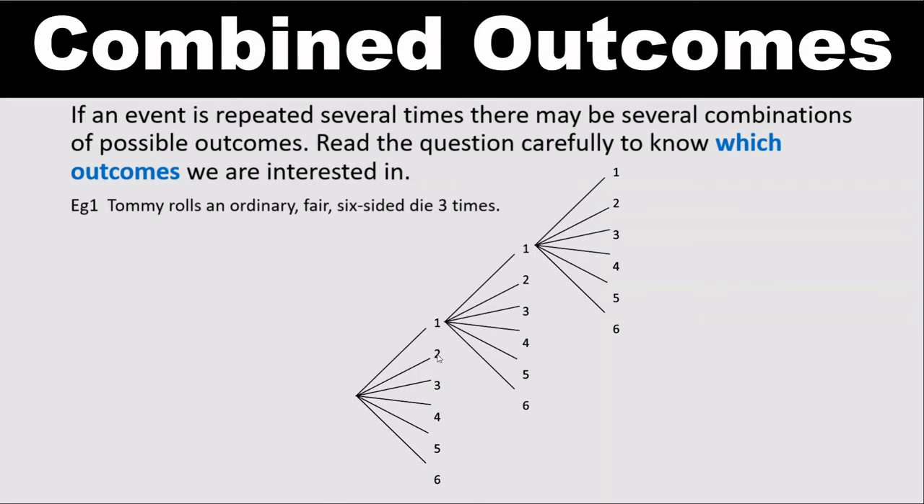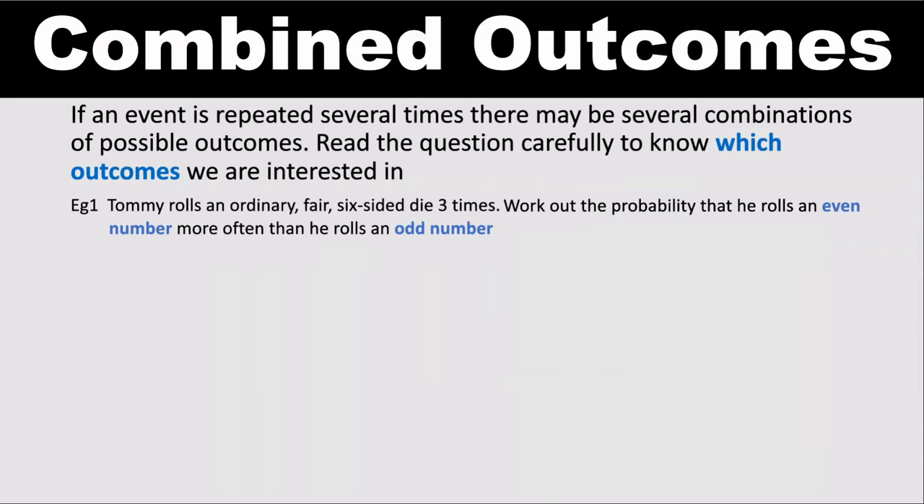What if I'd rolled a 2 on the first roll? Well, then I'd have to have these branches coming off from that. And already you can see that this is going to turn into quite a mess. So rather than showing all of the possible outcomes, read the question through in full before you get started. Work out the probability that he rolls an even number more often than he rolls an odd number.